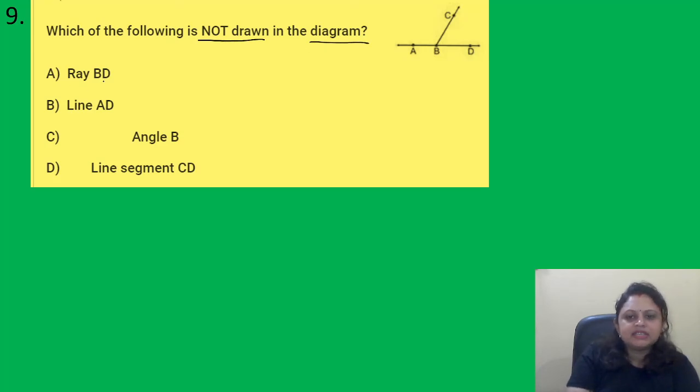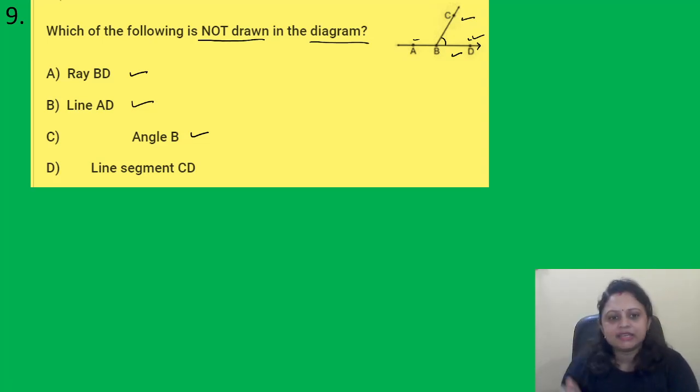So ray BD, is it there? BD? Yes, BD is there. Okay. Here arrow mark is there. So ray BD is present. Line AD, yes. AD line, it is also present. Angle B, yes. This angle B is there. Line segment CD. C and D, there is no line segment joining the 2 points C and D. So this one is not present. Okay. So what will be the correct answer? That is option D. Line segment CD.